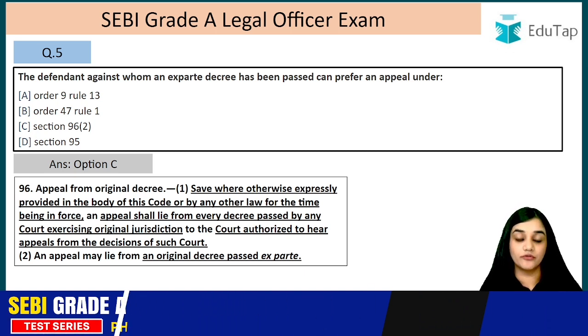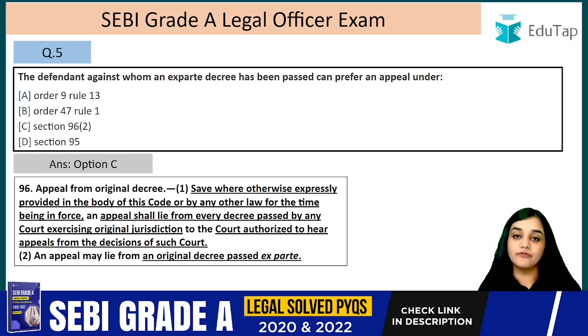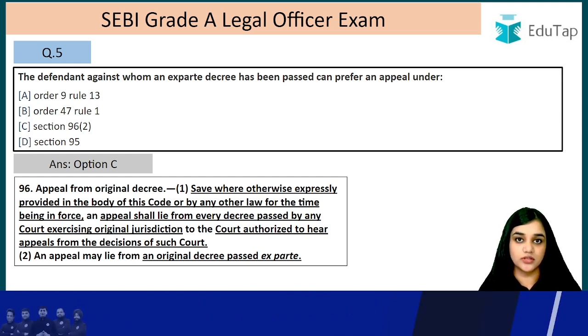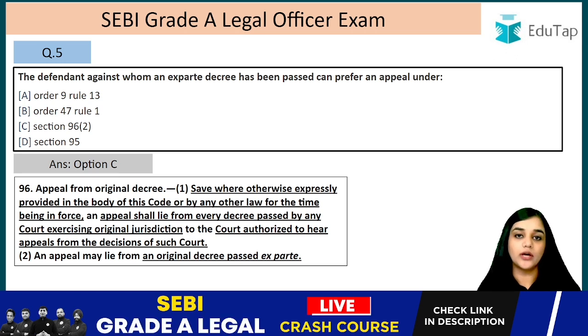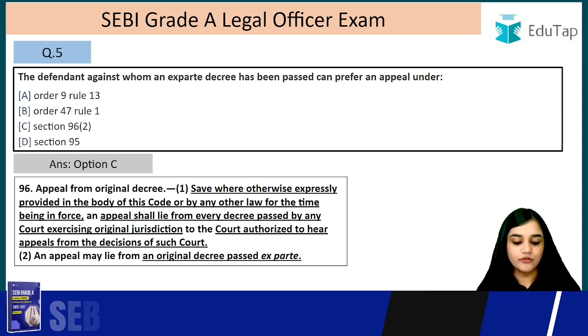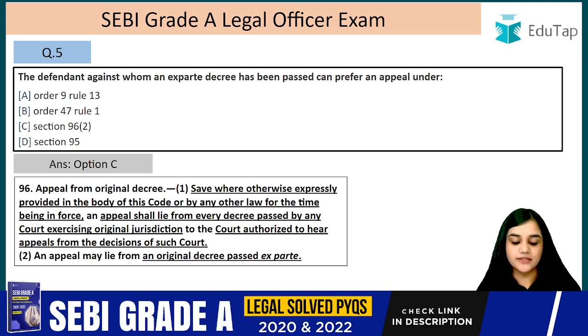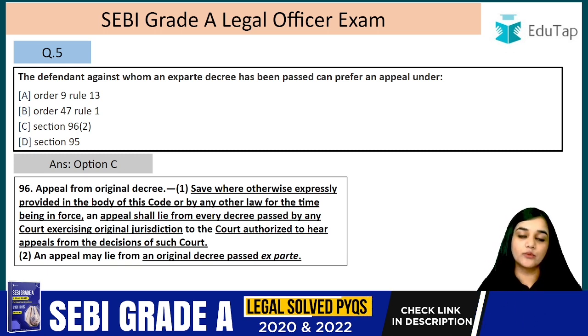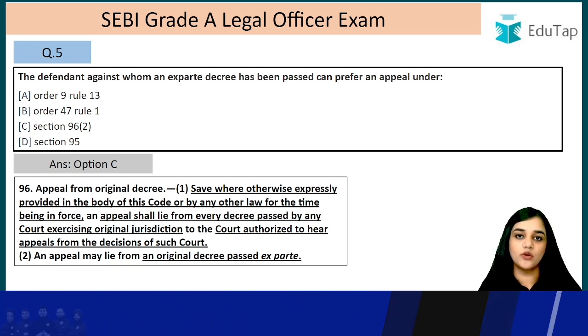So it is a matter of your right. Appeal shall lie from every decree, right? It is going to apply to every decree passed by any court exercising original jurisdiction. That is why I have told you that your first appeal is always a matter of right. Appeal shall lie from every decree passed by any court exercising original jurisdiction to the court authorized to hear appeals from the decisions of such court. It will lie before such court which has been authorized, right?